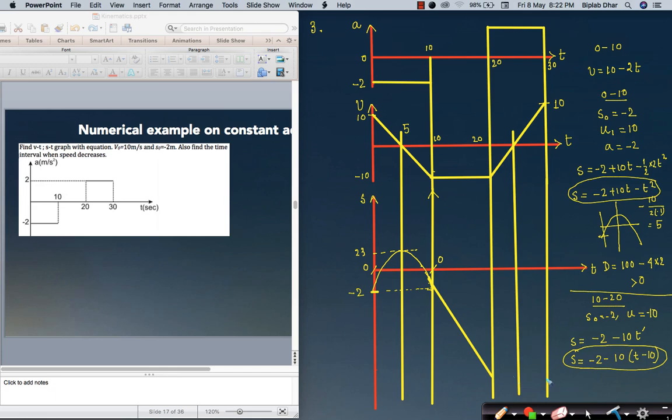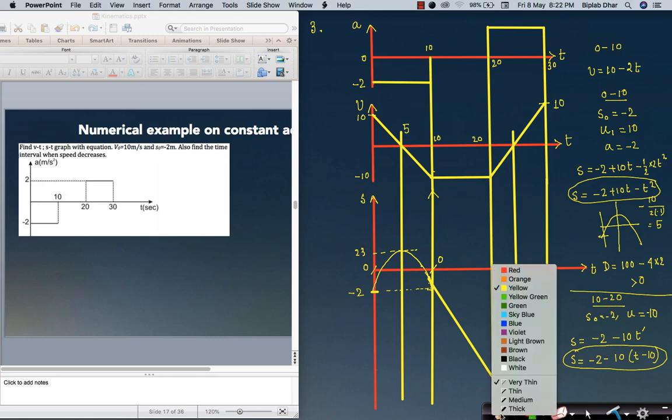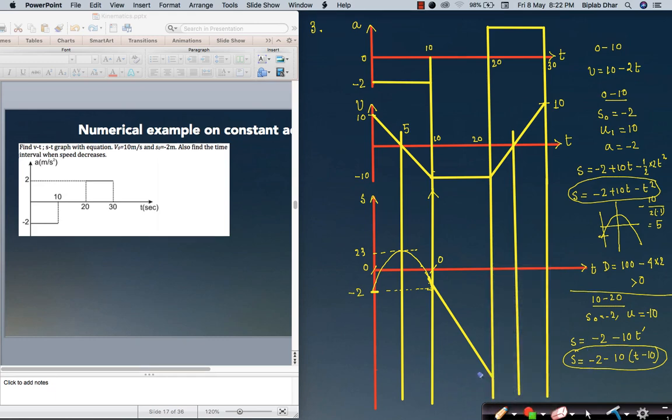Now let us come to the last part. Again, you can see that for the last part, at this point, this line will represent the symmetric line of the function, because here velocity is 0. So the graph will have a maxima or minima at this point, right?